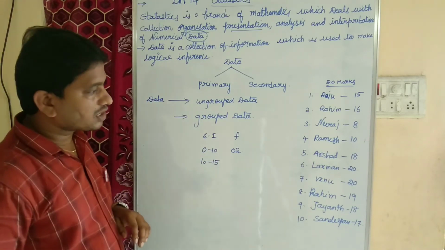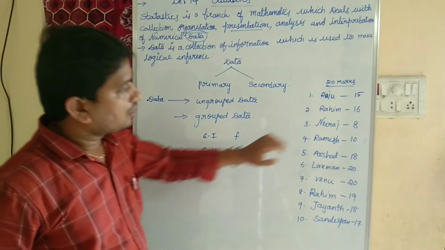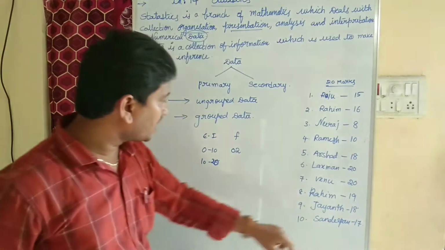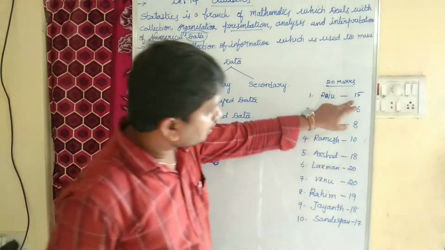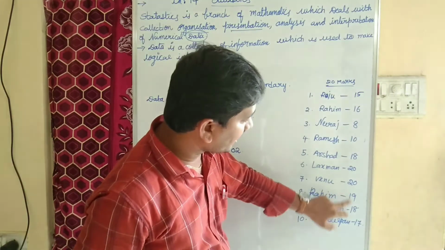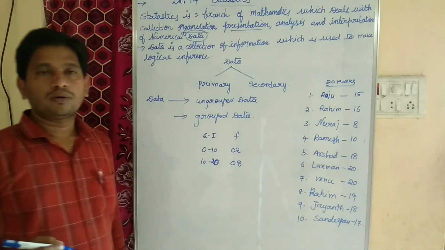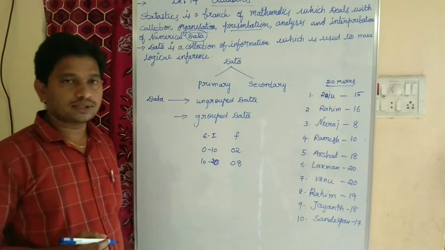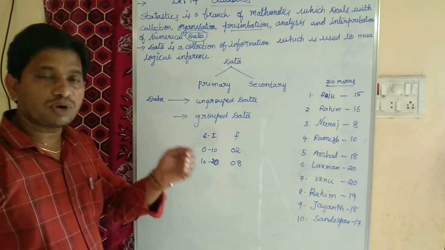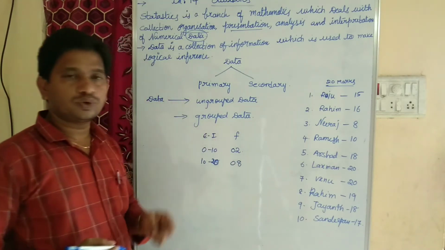How many students got marks between 10 to 20? You mark it as between 10 to 20. 1, 2, 3, 4, 5, 6, 7, 8 students. In between 10 to 20, marks obtained is 8 students. Here 2 indicates the frequency, meaning in between 0 to 10 marks, 2 students got, and between 10 to 20, 8 students got.